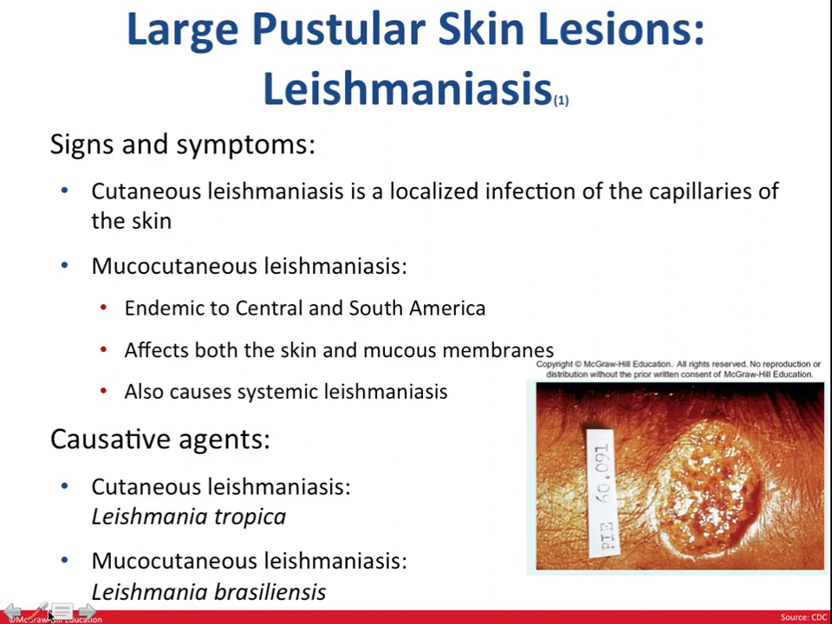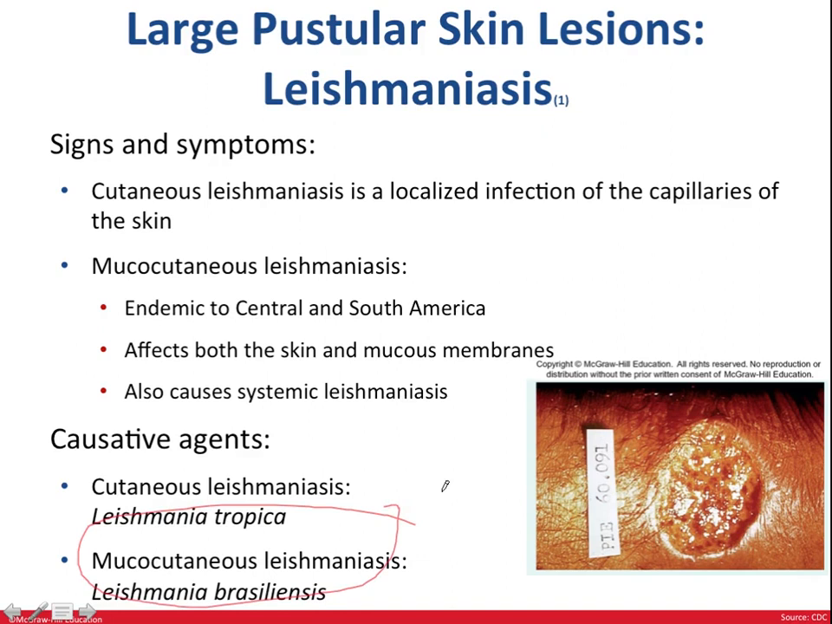so this is relatively common in Central and South America. Okay, so it can affect both skin and mucous membrane. It can also cause systemic leishmaniasis. So we have two types. One is cutaneous leishmaniasis. Okay, it is caused by Leishmania tropica. Another is mucocutaneous leishmaniasis. It is caused by Leishmania braziliensis. Okay, so we can see both of these.